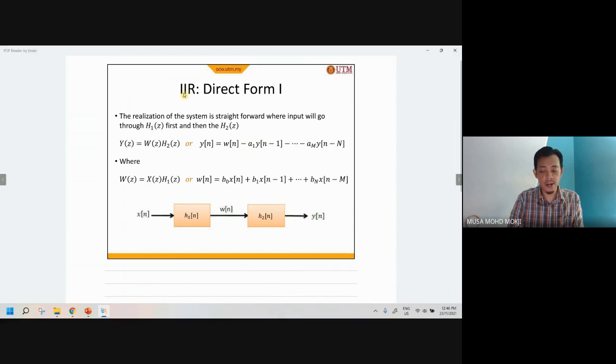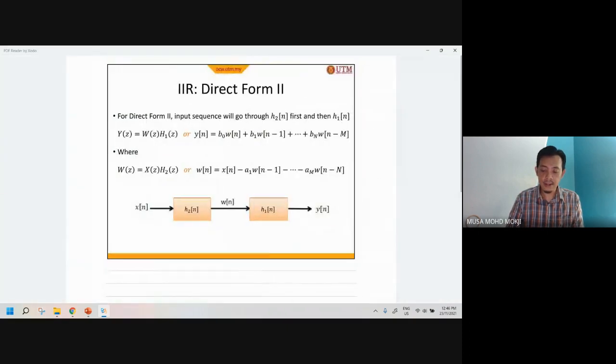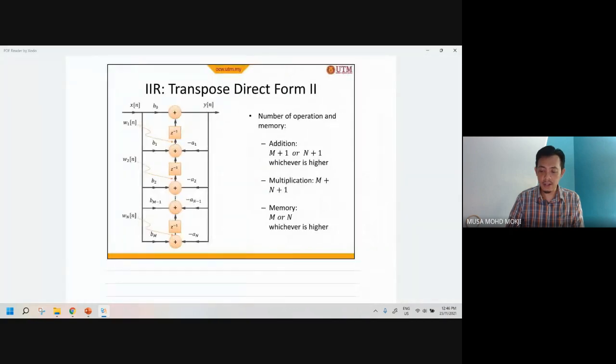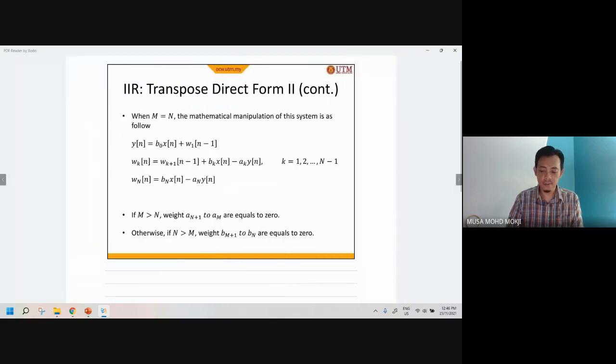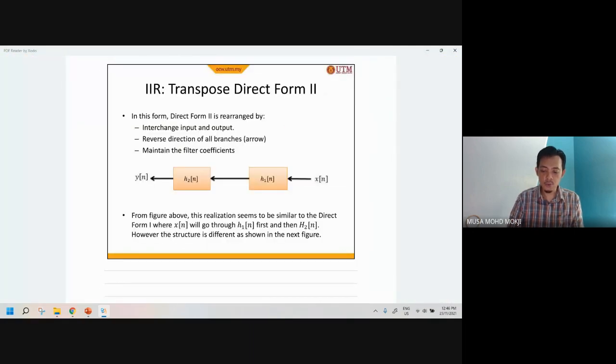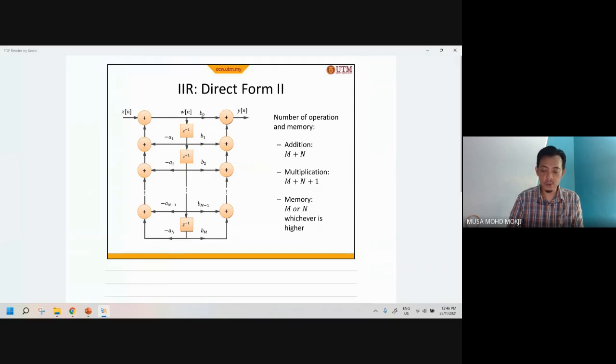And now for IIR, actually there's a direct form 1 and direct form 2. And in this slide, we have a transpose direct form 2. So we have 3 structures. But we're going to cover only 2, which are the direct form 1 and direct form 2. For the transpose, I'm just going to show you a brief explanation so that you get the idea.